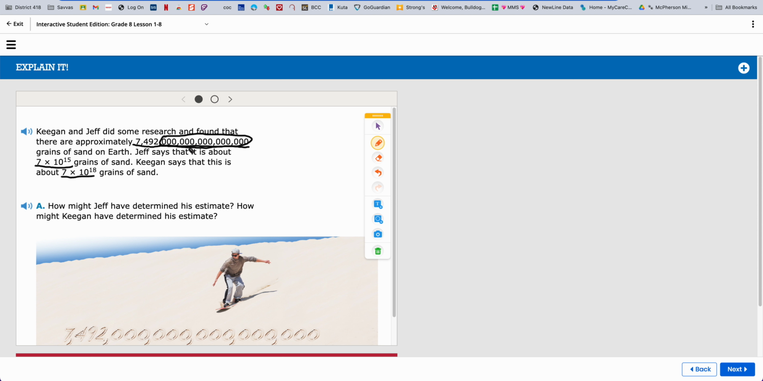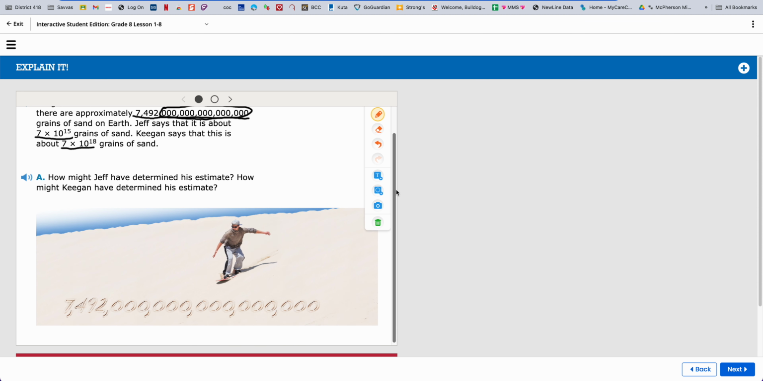Okay? And so 7 times 10 to the 15th power would be 7 quadrillion grains of sand. But 7 times 10 to the 18th power, that would be 7 quintillion grains of sand. There's a big difference between a quadrillion and a quintillion. Those numbers are so big we really can't even imagine them anyway. But there's a 1,000 times difference, right? 1,000 times probably would be a better way to say that. So Jeff, nice try, but Keegan got it right.